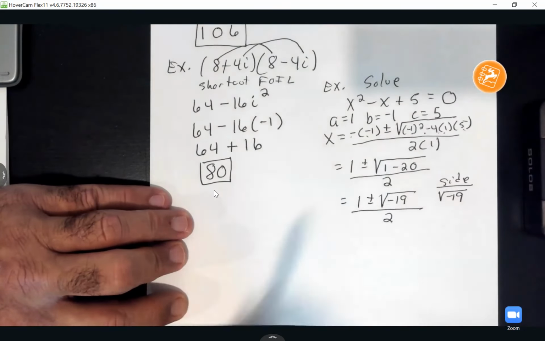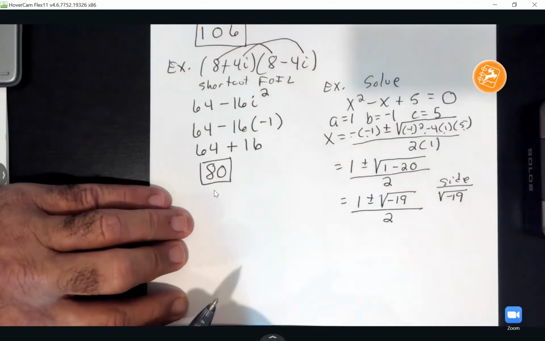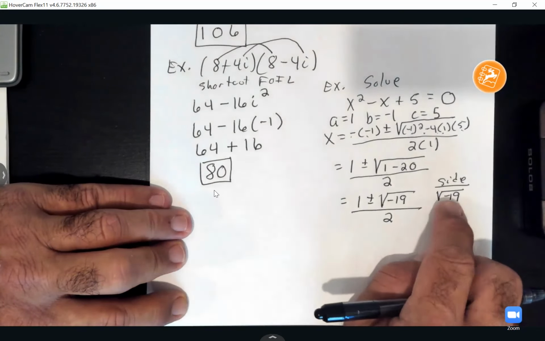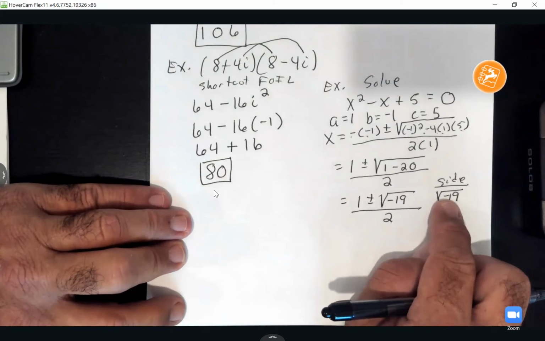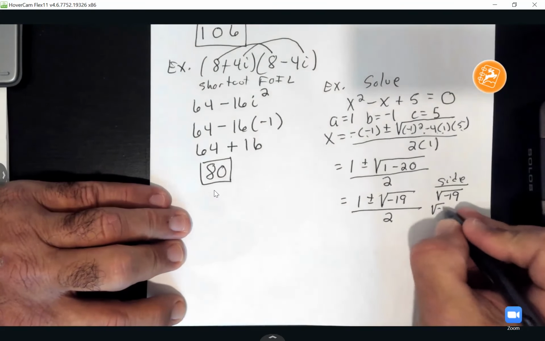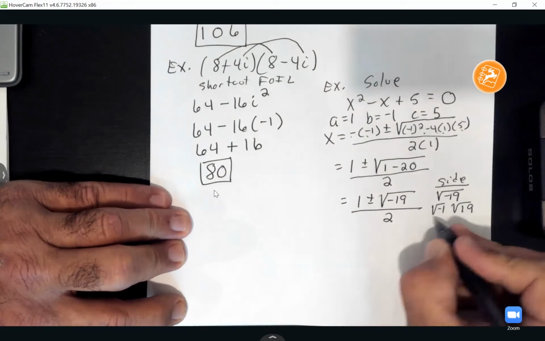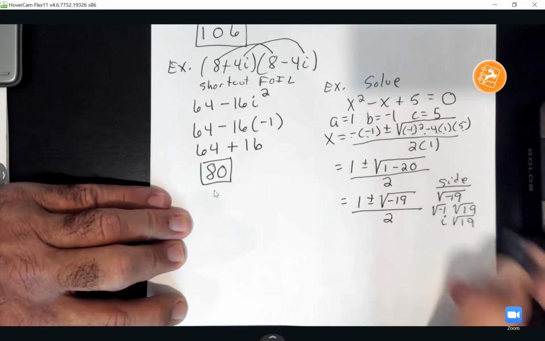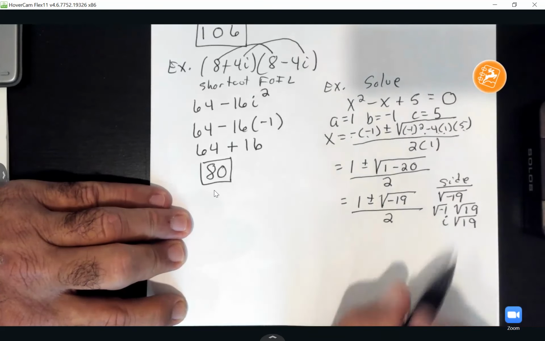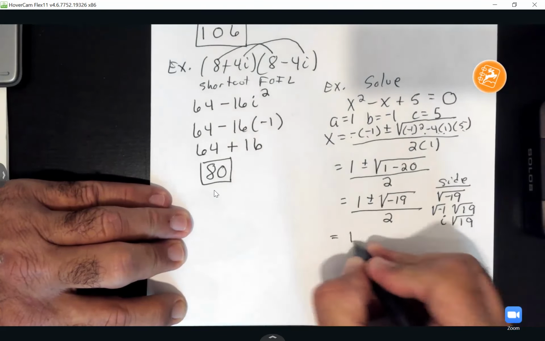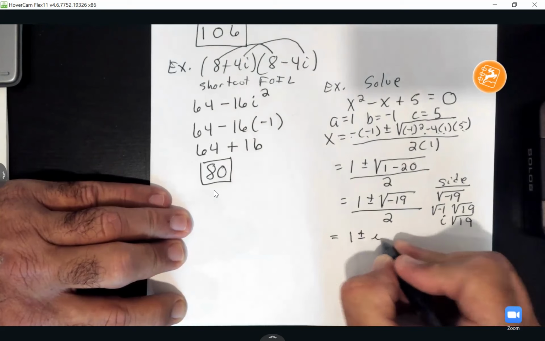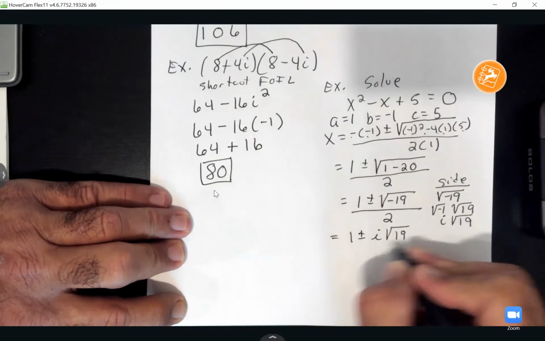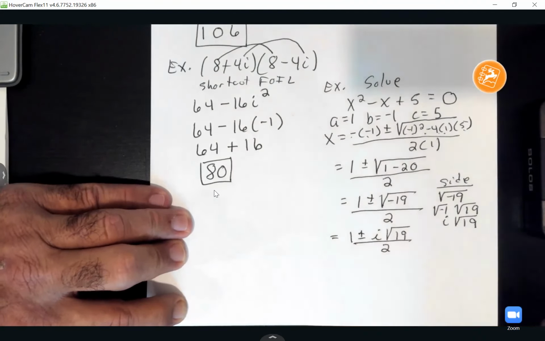But there is one thing we got to do to this problem. Pull out a negative 1. That's going to be a square root of negative 1, remember? And remember, the square root of negative 1 gives me my i. So we're just going to pull the negative out, make it an i. So we get 1 plus or minus i square root of 19 over 2.